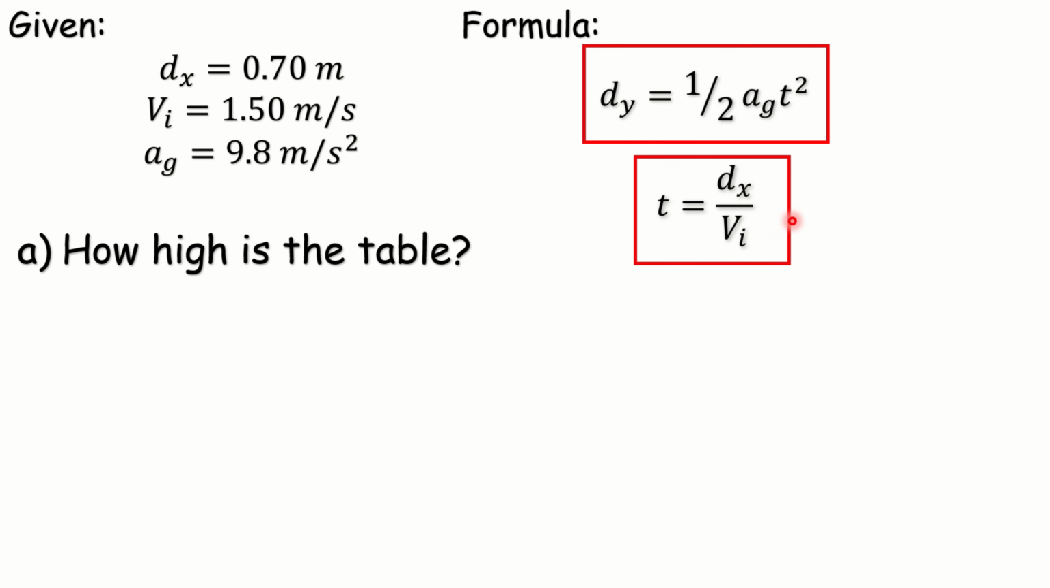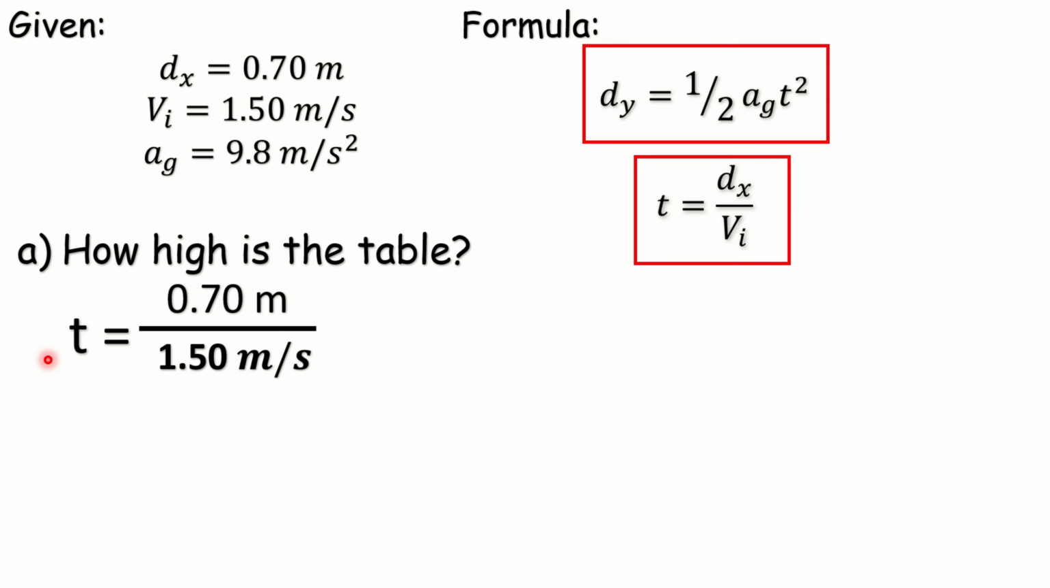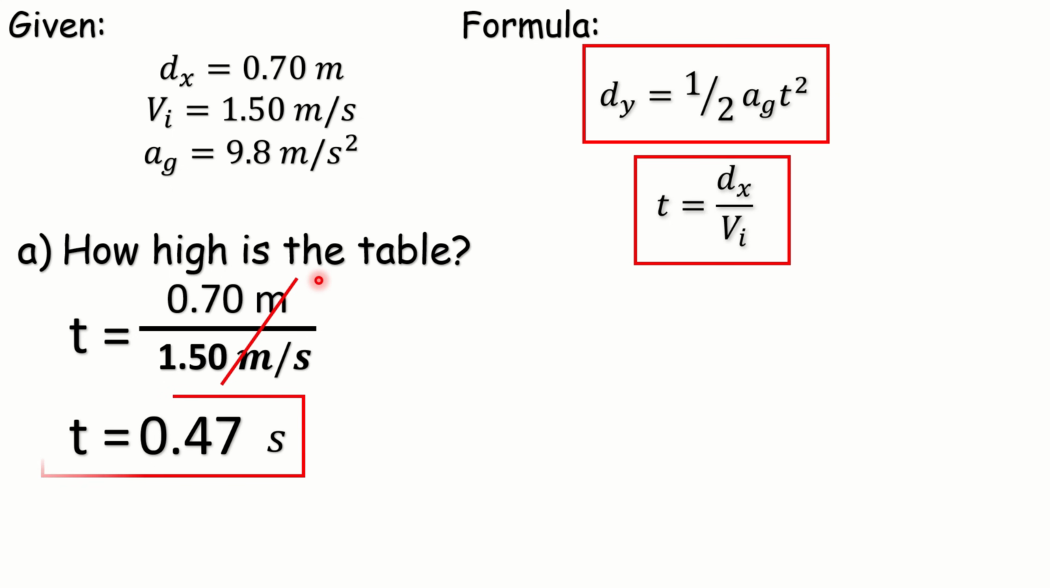So, take note of this formula. Let us substitute our given to our formula. Time is equal to dx, which is 0.70 meters, divided by the initial velocity, 1.50 meters per second. Let us divide 0.70 by 1.50, and the answer is 0.47. This is already rounded off. Next, how about the unit? As you can see, we can cancel out meters, and the remaining unit is second. Therefore, our final answer is 0.47 second.